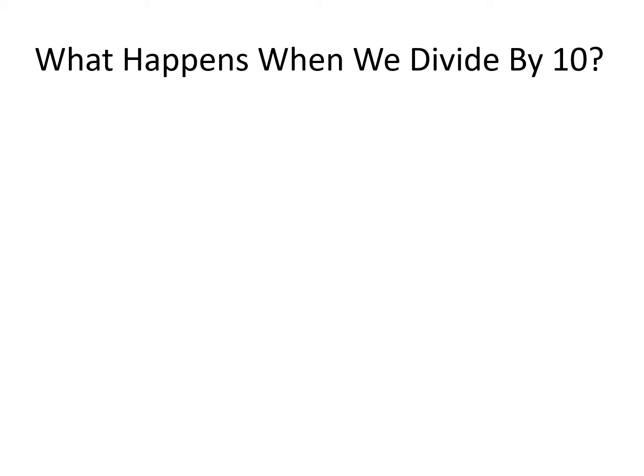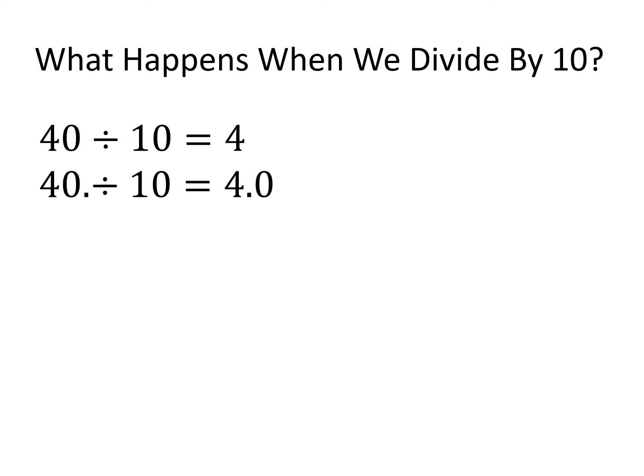So what happens when we divide by 10? Well, we have 40 divided by 10. We know that's 4. But what's really happening is we have a decimal right here. And when we divide by 10, we move that decimal one time to the left. Just like before, when we multiply by 10, we move the decimal to the right. Now when we're dividing by 10, we move it to the left. And so 40 divided by 10 is 4.0. But we don't write the decimal and the zero if we don't have to.